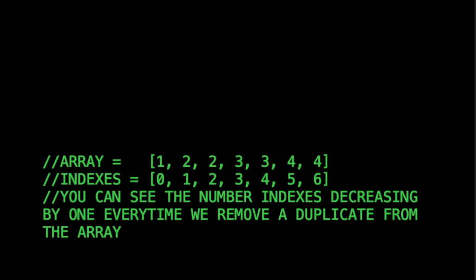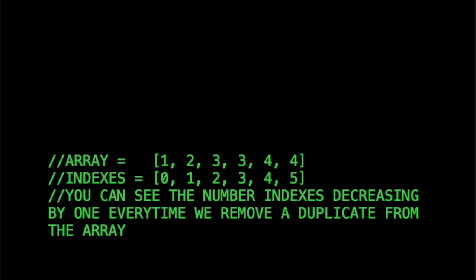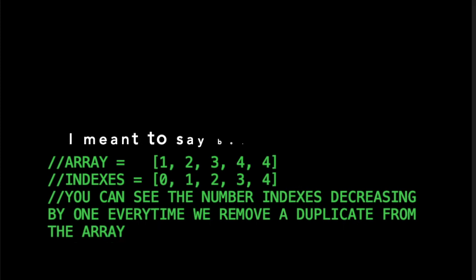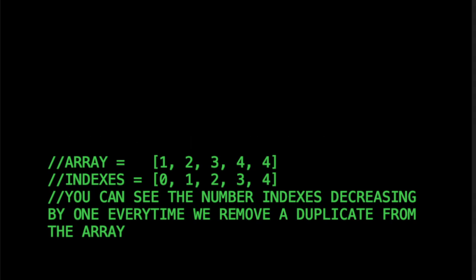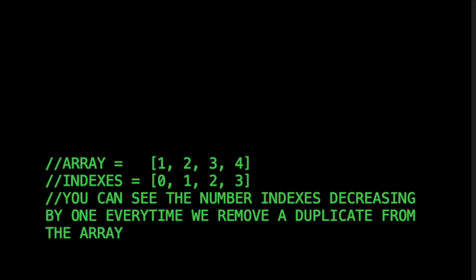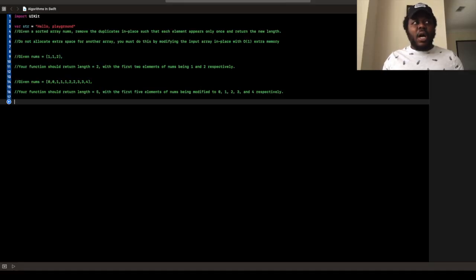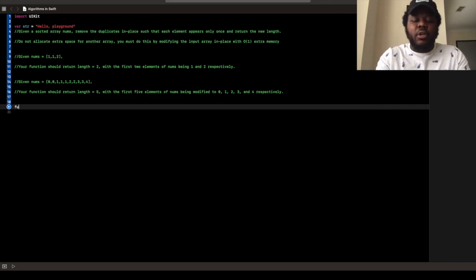Every time you find a duplicate, you remove it from the array, and then for all the elements behind it, you subtract their indexes by one, because every time you remove an element out of an array, the array count gets shorter, and all the elements behind it have their indexes subtracted by one to compensate. That's the only critical part about this, but this solution is pretty straightforward to solve. So let's begin. We call this func removeDuplicates.